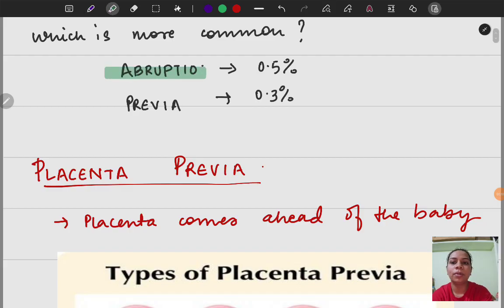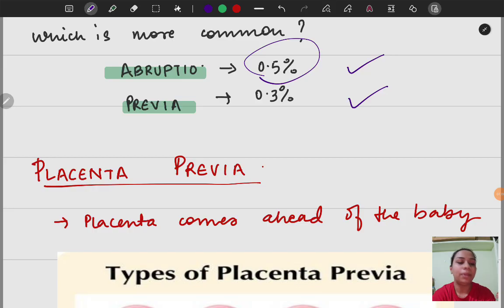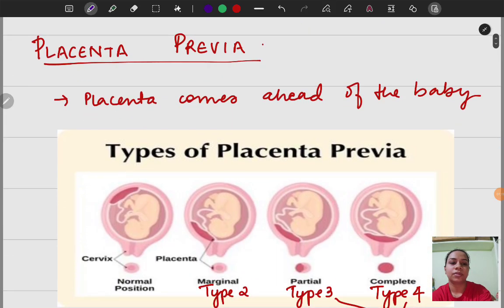So which is more common among abruptio and previa? Which one is more common? So abruptio rate is 0.5% and previa rate is 0.3%. So more is abruptio placenta. So we'll start with the placenta previa. So placenta previa is what? Placenta previa is nothing but when the placenta comes ahead of the baby, that is called as previa.